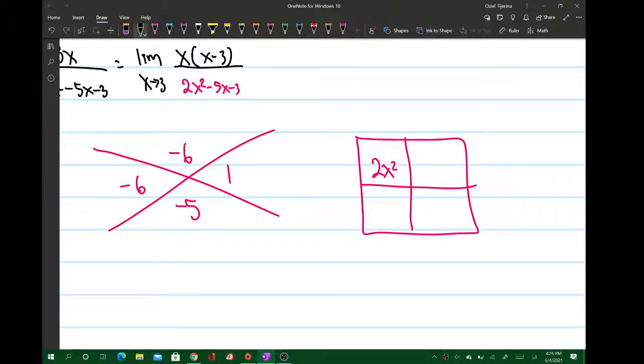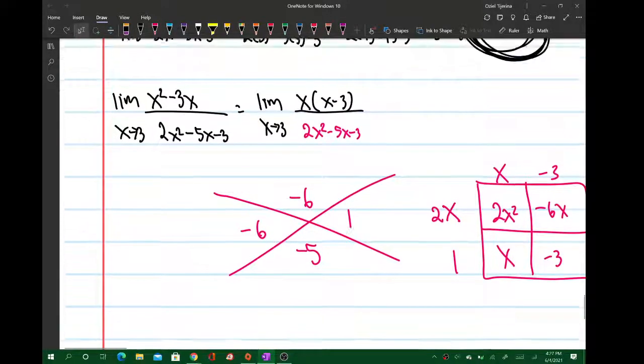And so we do negative 6x, positive 1x, so x, and then my c value, which is negative 3. So then I say x, well actually it's going to be 2x times x, because if I do x and 2x, it's going to make this part not make any sense. And then 1 times x, and then I do 2x times negative 3, and 1 times negative 3. So what is this equal to?